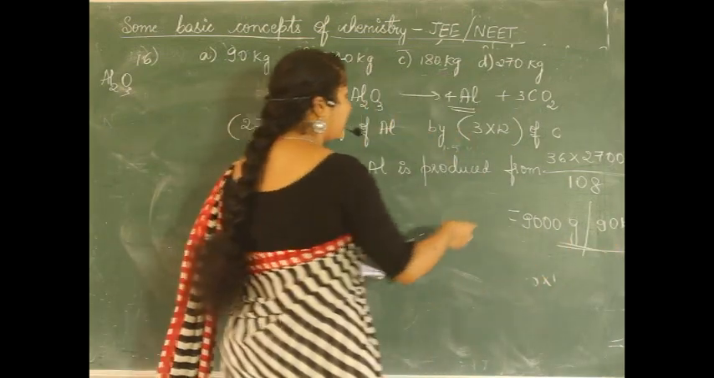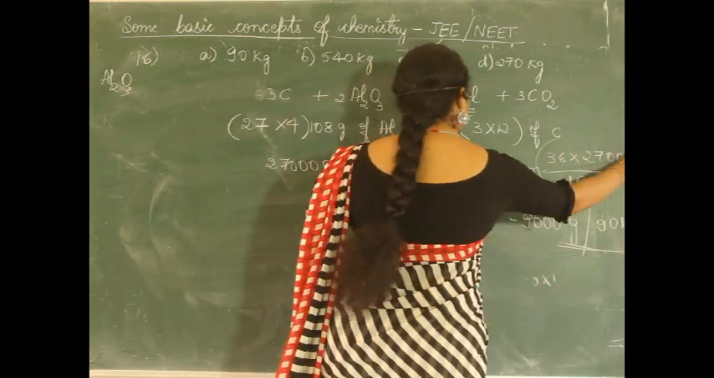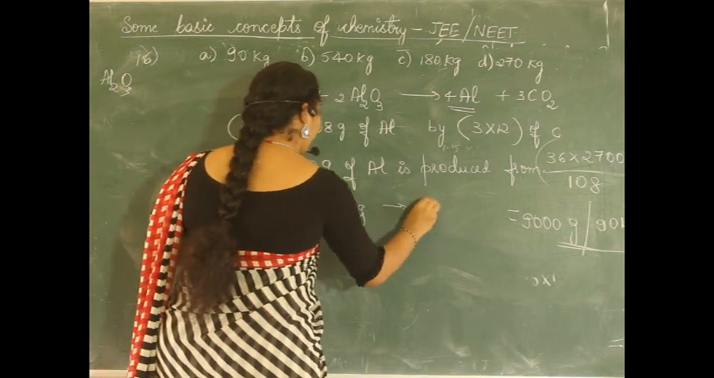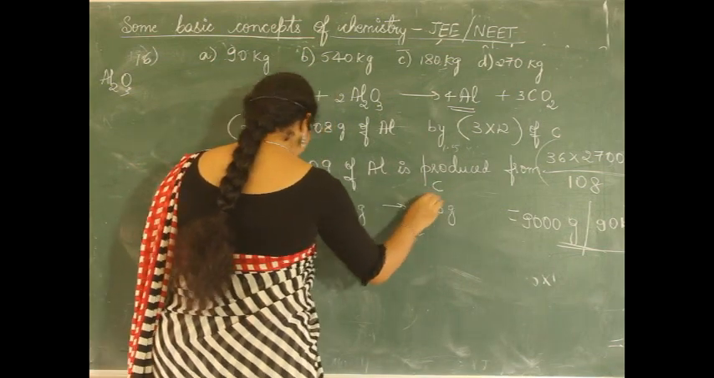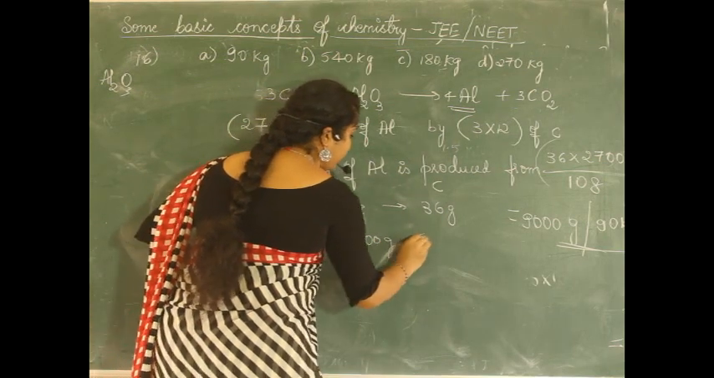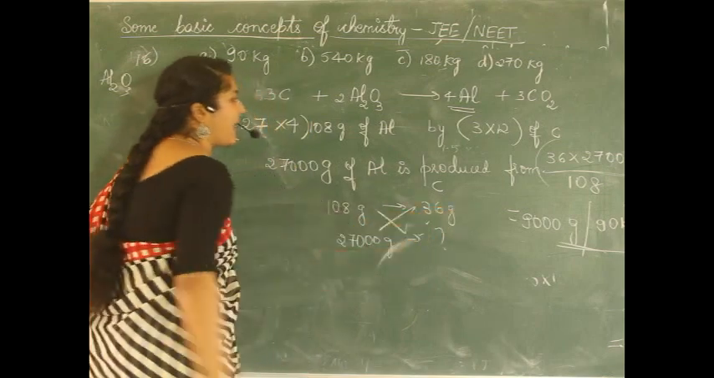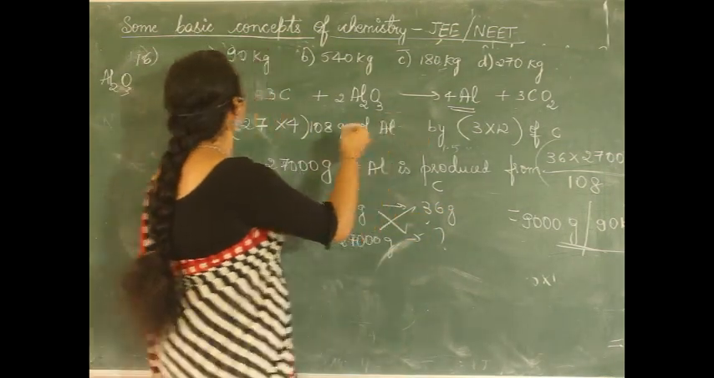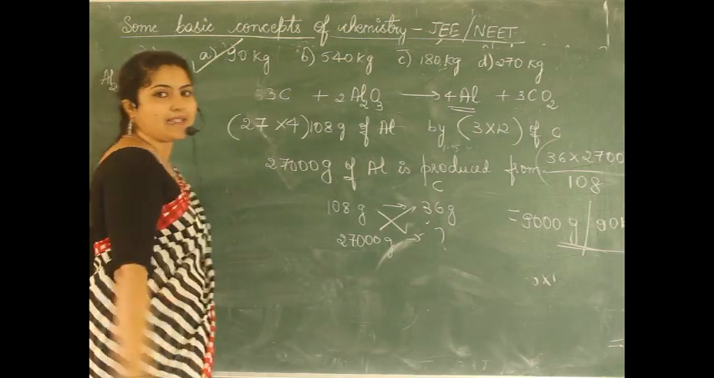Hope it's clear here, no confusion. Here how you have got this is 108 gram of aluminium from 36 gram of carbon. That means 27,000 gram. How much? So you have cross multiplied it and you have got it as 90 kg, which is option A. This is the right answer. Thank you.